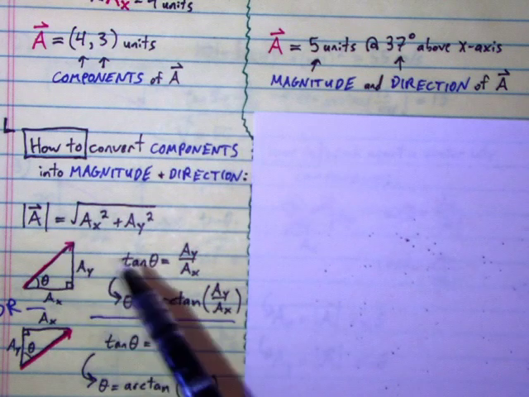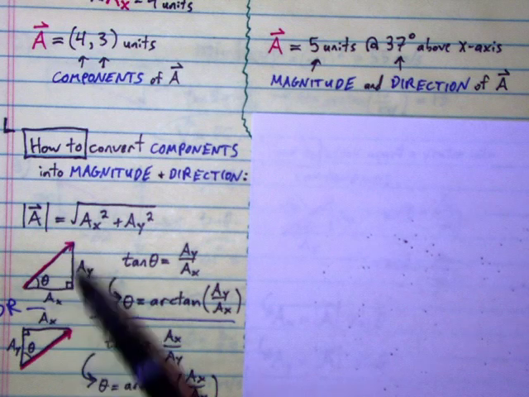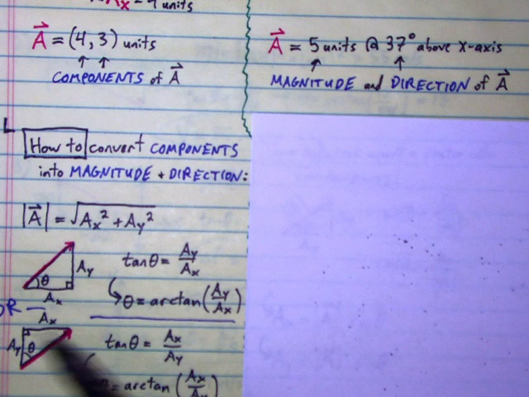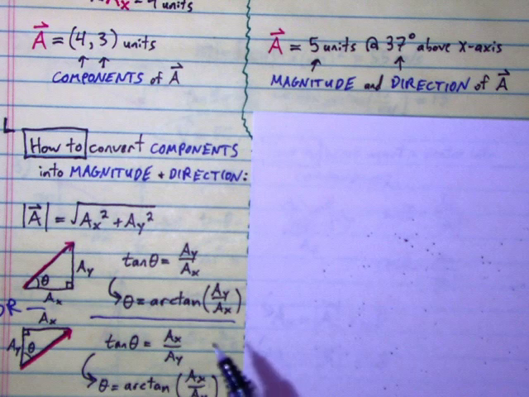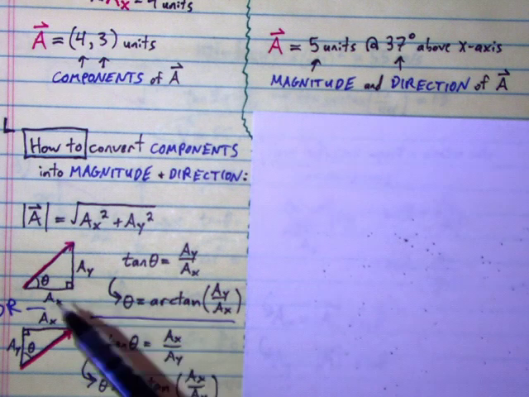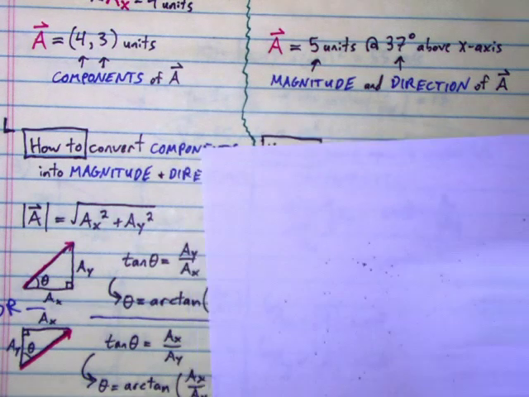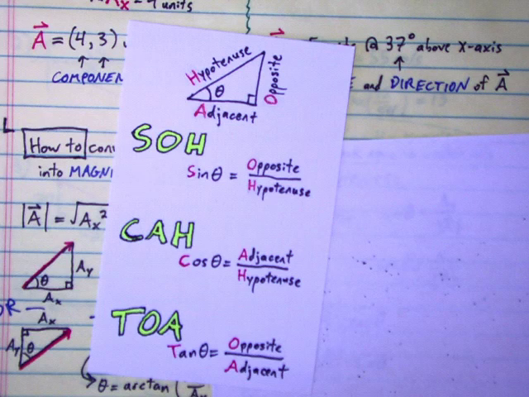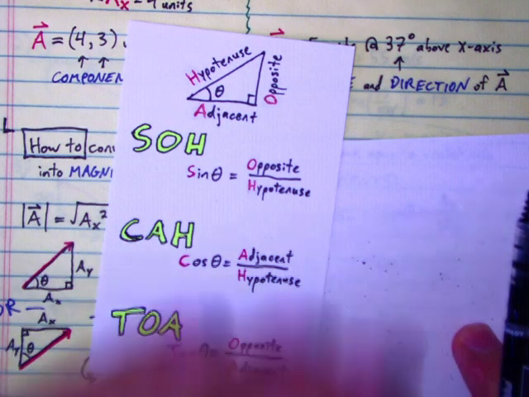Then we just need the direction. So we draw our triangle and pick an angle. We could have drawn a triangle this way. We could also have drawn it this way and found this angle instead. You can find either one. Usually the smaller of the two, sort of by default, is the one you want to go for. So now we need a little bit of trig. Recall your trig functions. We're going to be using them extensively from here on out.